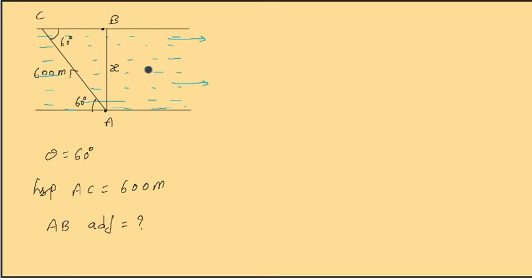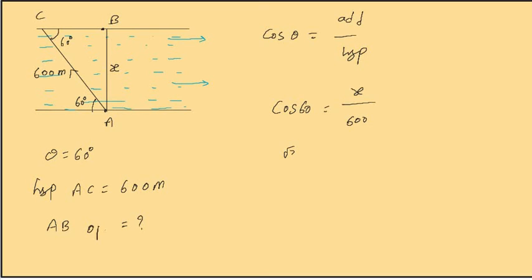Hypotenuse, adjacent. What will you use? Cos theta is equal to adjacent by hypotenuse. Cos 60 is equal to adjacent, question mark, by hypotenuse 600. Cos 60 is 1 by 2. What is the answer? 300. AB is adjacent, not opposite. You say adjacent.